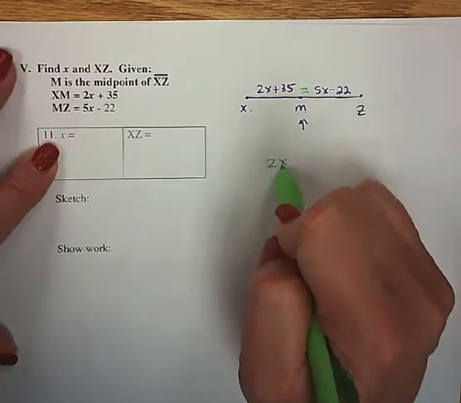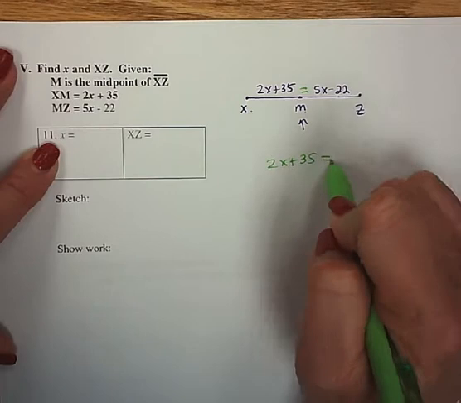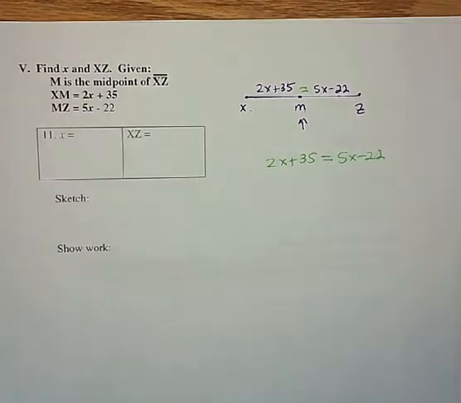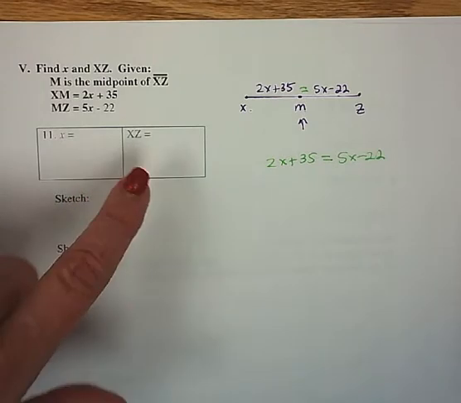Solve the equation for x, then come back up here and find the total distance by adding the x in for both pieces. I hope this helps.